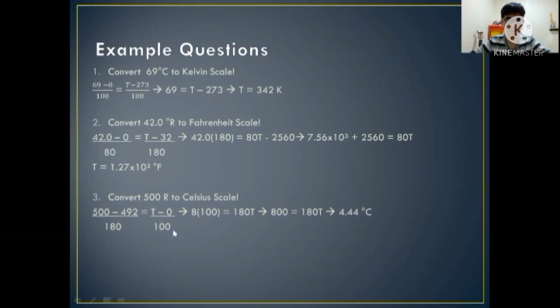So 8 times 100. Then here, we have 180 times T minus 0. So 180 times T is 180T, and that's it. So we'll have 8 times 100 equals 180T. Now we multiply the left side, which results in 800. 800 equals 180T. Then to remove this 180 on the right side, we need to divide all of this by 180. So 800 divided by 180. And the last one, the temperature on the Celsius scale will be 4.44 degrees Celsius.